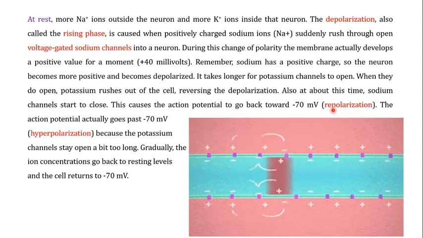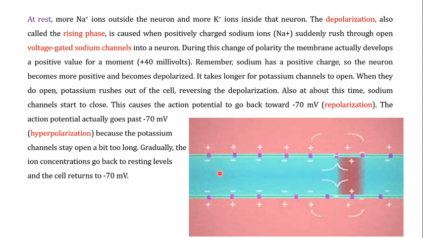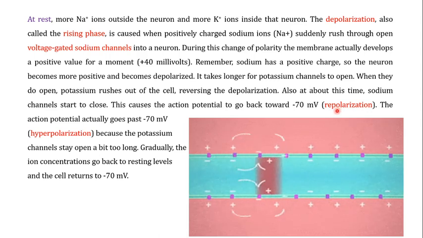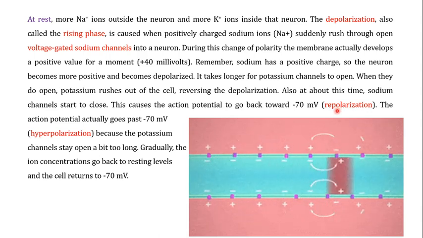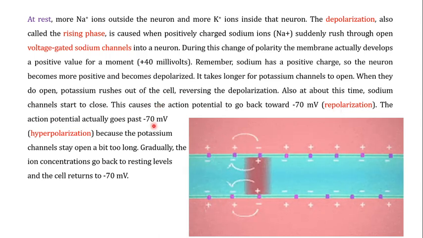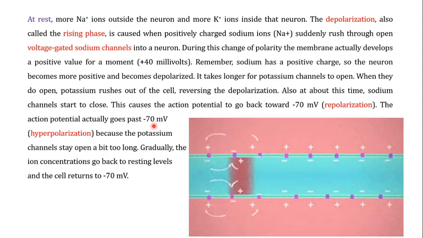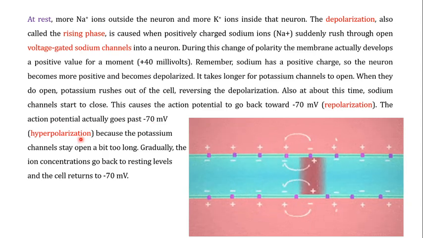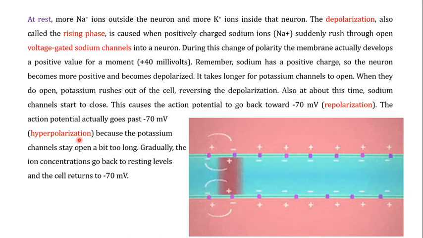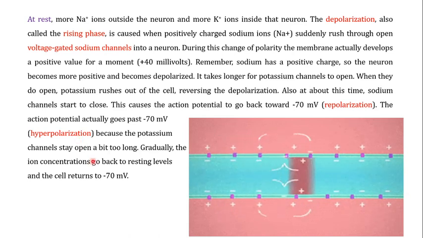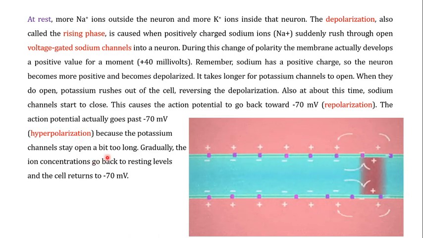Now what actually happens is that when potassium is moving out of the interior of the neuron for the repolarization, the action potential actually goes past minus 70 millivolt. When the action potential passes minus 70 millivolt, for example moving towards minus 80 millivolt, this phenomenon is called hyperpolarization. And this hyperpolarization is achieved because the potassium channels stay open a bit too long.